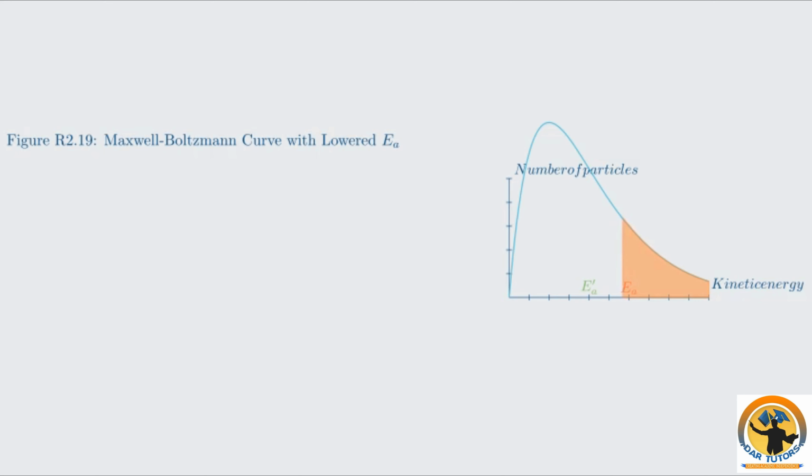This means that at the same temperature, a significantly greater proportion of the sample particles now have sufficient kinetic energy to overcome the energy barrier and react. This dramatically increases the reaction rate. So, a catalyst doesn't give particles more energy. It simply lowers the energy requirement for a successful collision by providing a new, lower energy pathway.